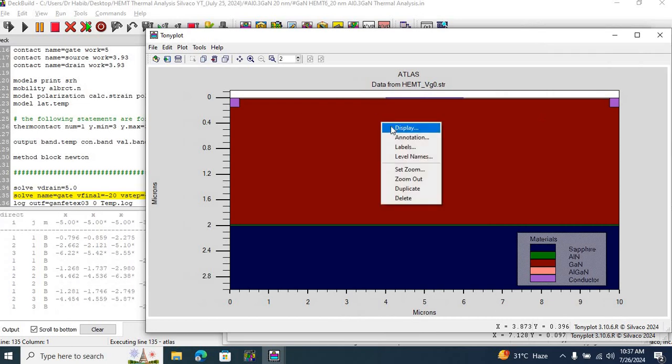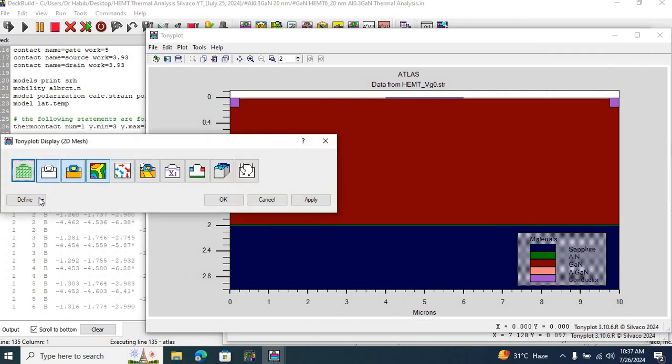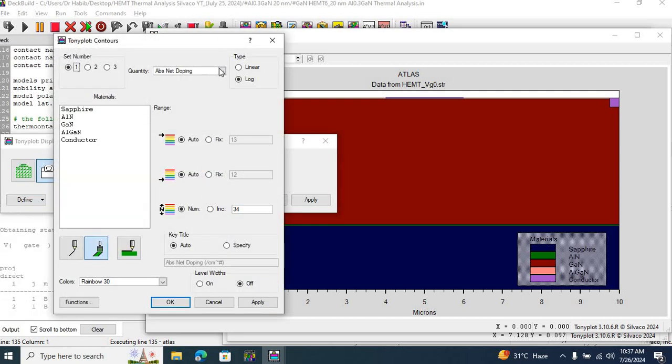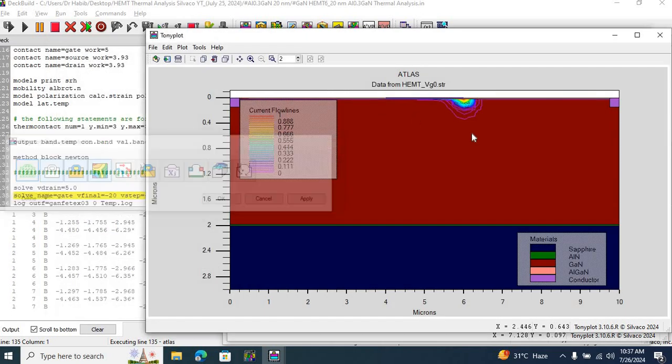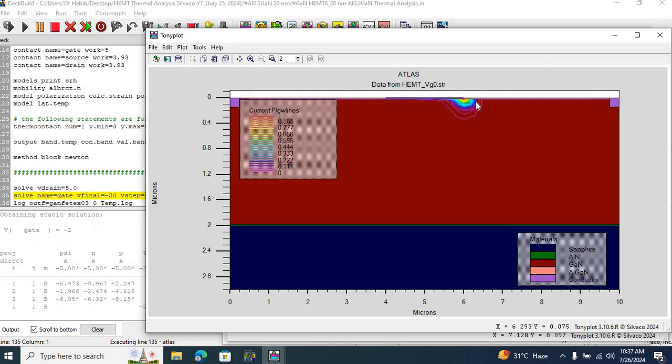At this point we go to display, we go to contours, we define contours, we go to current flow line, hit apply, and we see even smaller repulsion of these current flow lines. So now the channel is formed and the current can easily flow at higher positive voltages between the drain and the source. Similarly, we can also look at some other parameters.